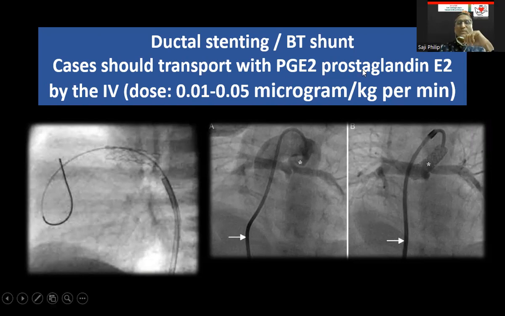The case should be transported with PGE2, prostaglandin E2, by IV 0.01 to 0.05 microgram per kg per minute. Then only you should send. And they will do the stenting within 2 days of life, and with the stent the oxygen saturation will improve, and later the child can go ahead for the bidirectional Glenn shunt or staged surgeries.